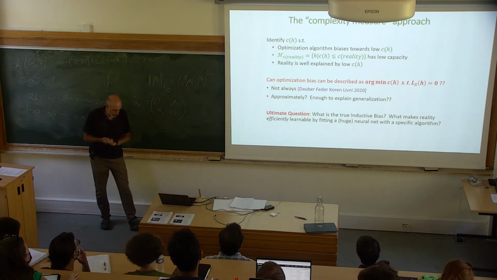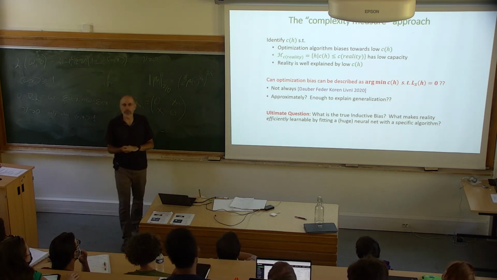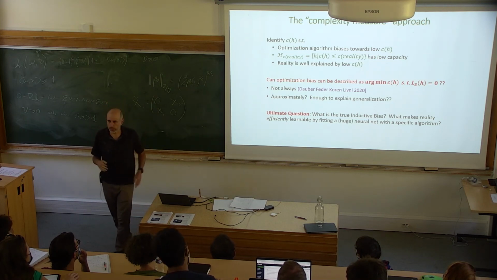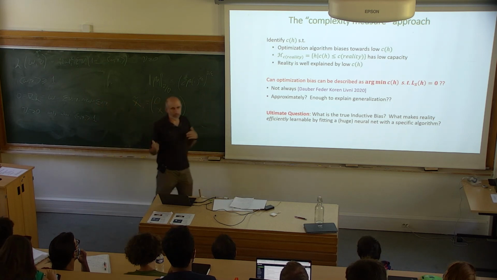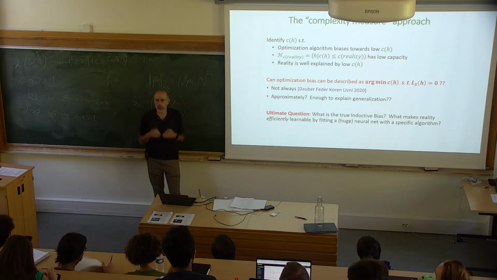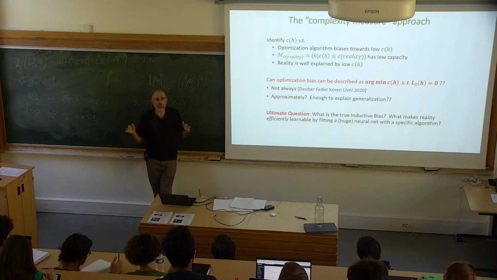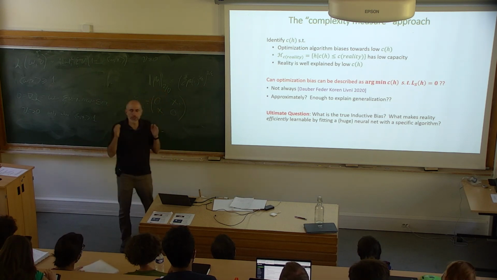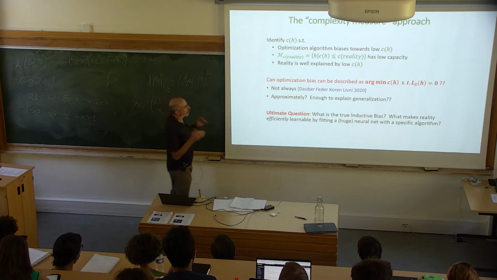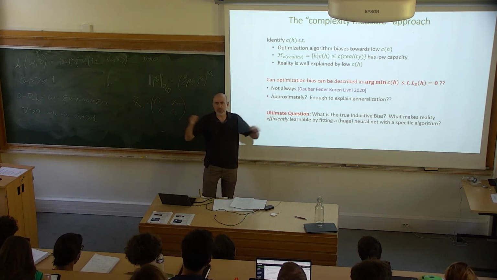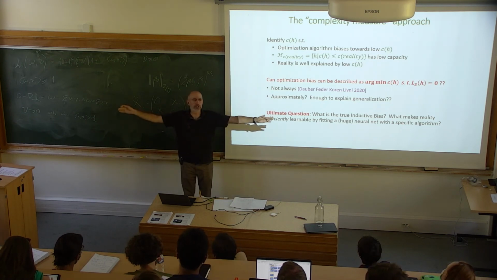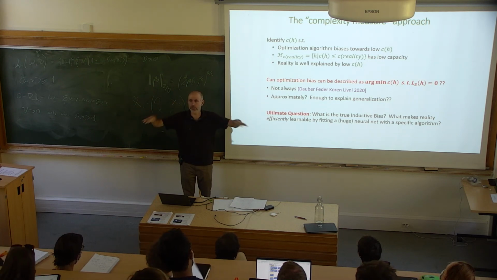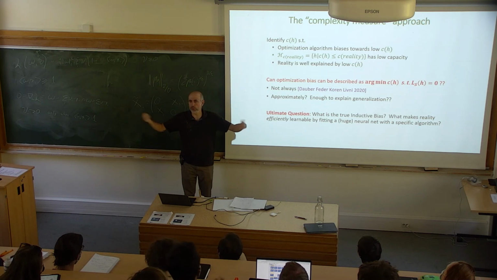So the approach I was trying to convey in this series of lectures was trying to understand the implicit bias of neural networks with a complexity theory approach, which decomposes the problem by saying that optimization biases to a particular solution. There are many zero solutions, right? This part is, I think, non-controversial. We're optimizing an underdetermined, overparameterized model. There are many zero solutions. We're going to get to a zero solution, but which zero solution, and why does it generalize?